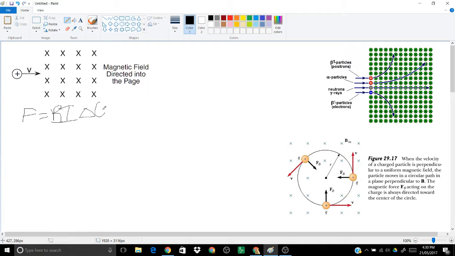Now we're going to have to do this in terms of some other characteristics of this charge. But consider this. For a short amount of time, delta T, delta L equals V delta T, and current, by definition, is charge per unit time.